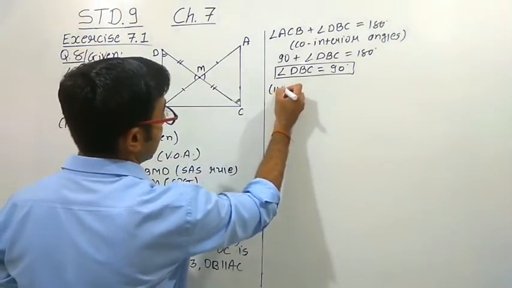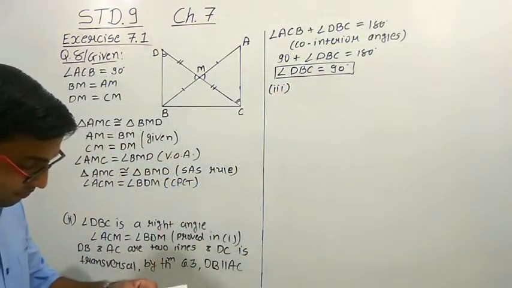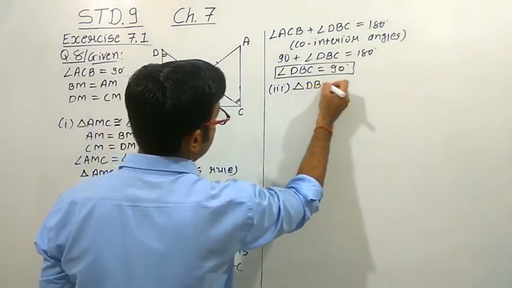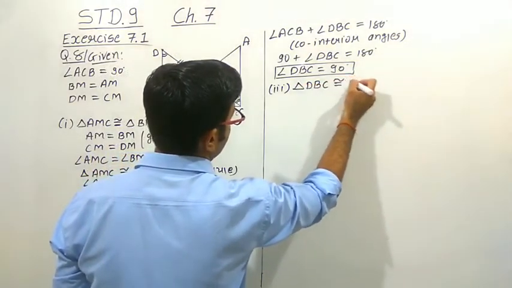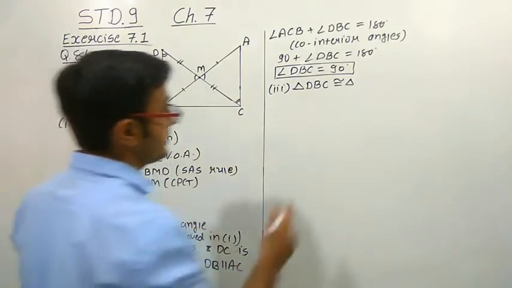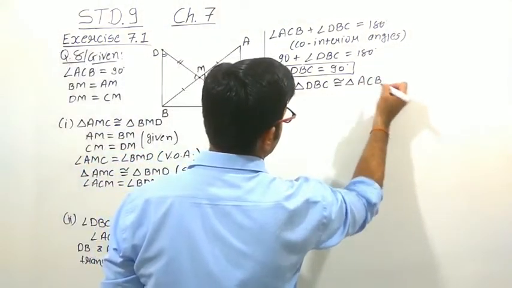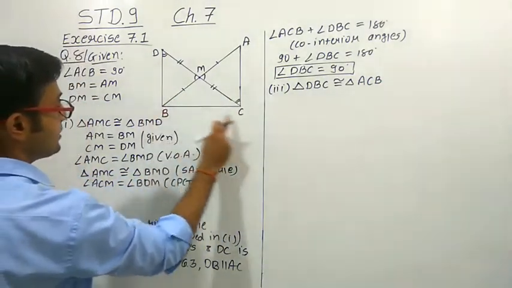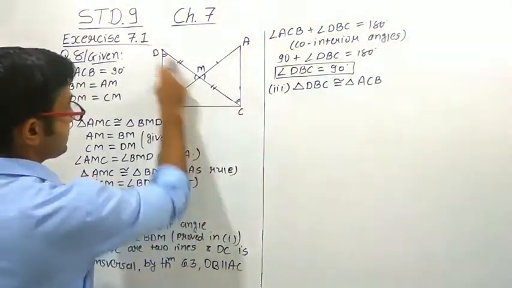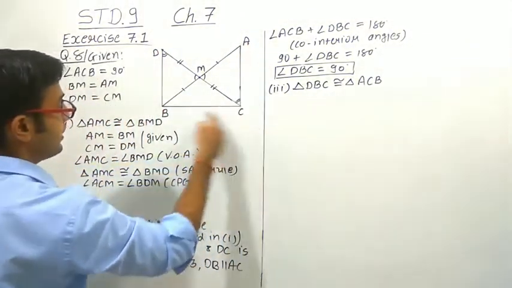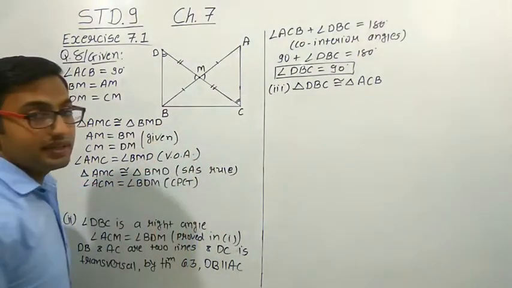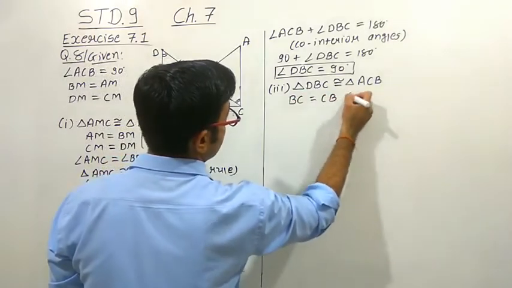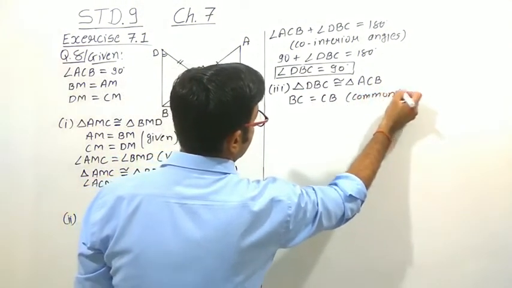Now see, the third thing that we have to prove here is triangle DBC is congruent to triangle ACB. Right? Now consider these two triangles, DBC, this triangle, and ACB, this triangle. See, BC side is common, right? So we can write down that BC is equal to CB. This is common in both the triangles.